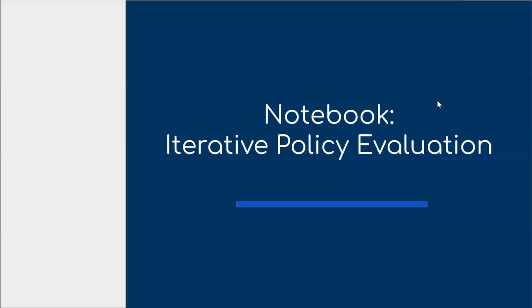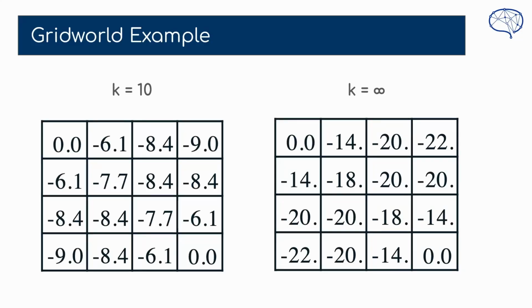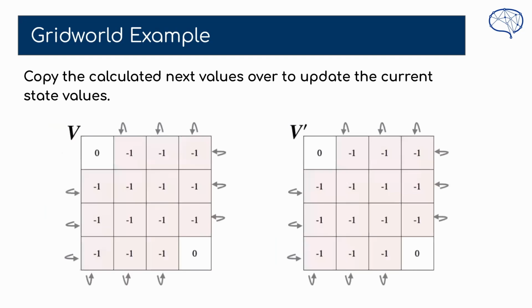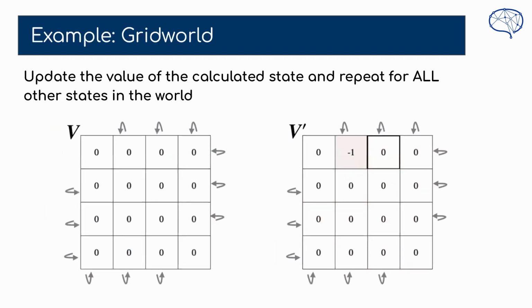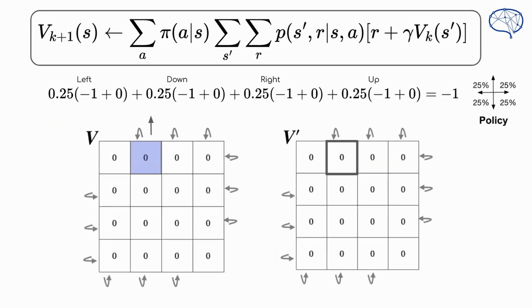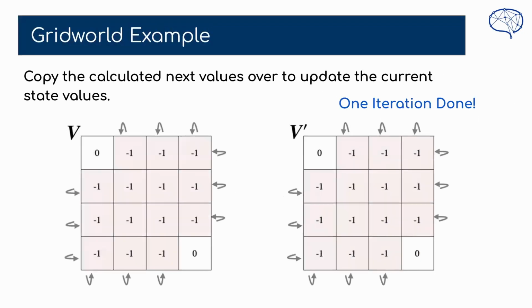So this actually brings us to our notebook. Oh yeah, question? In the very first iteration, I know there's a 25% chance of moving into either direction, but where did you get the negative 1 from? Unless you're in a terminal state, each move that you do, you get a reward of negative 1. This is just how the environment is set up, for this specific environment.